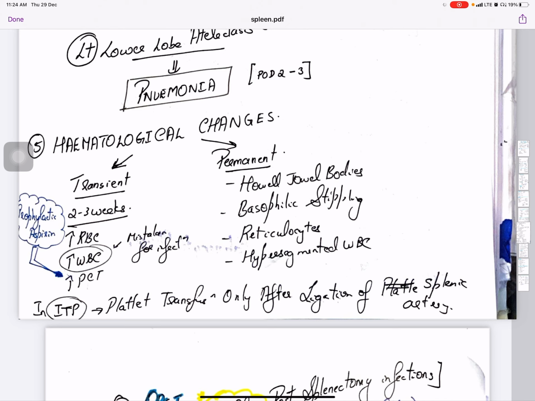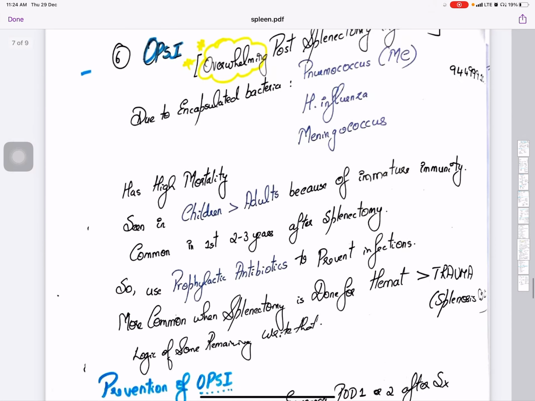Now in permanent we have Howell-Jolly bodies, basophilic stippling, reticulocytosis, and hypersegmented neutrophils. Okay, from the textbook, from notes you read. Fine, this is hematological. Then we have the most important, OPSI.